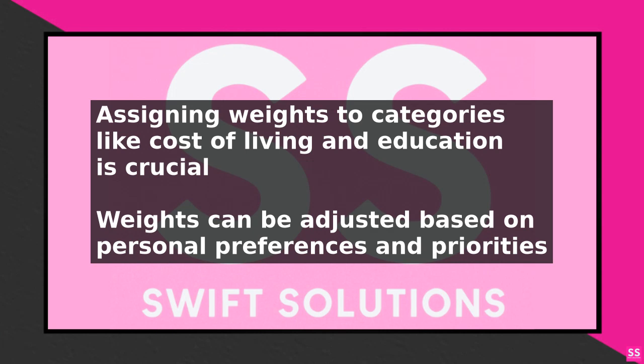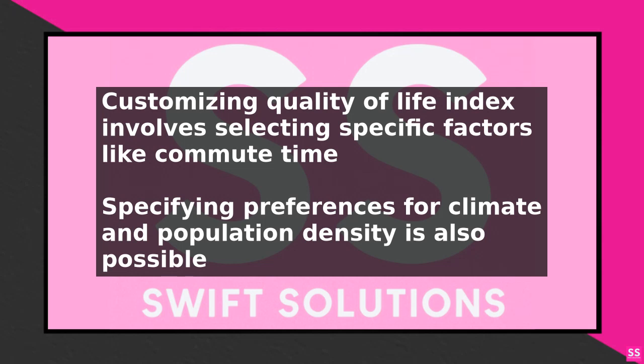Next, you can customize the Quality of Life Index by selecting the specific factors that matter to you. This could include things like commute time, air quality, and access to outdoor activities. You can also specify your preferences for factors like climate, population density, and housing costs. The more specific you are, the more accurate the results will be.